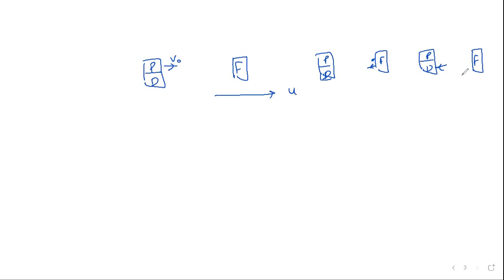Now, this is the sequence of events observed by S. Now the emitted particle travels at a different speed according to S, so I will not show this velocity as v naught. This velocity is v now, not v naught. Why? Because the velocity measured by observer S will be different from the velocity measured by observer S prime. Remember, S is sitting on the ground, right?